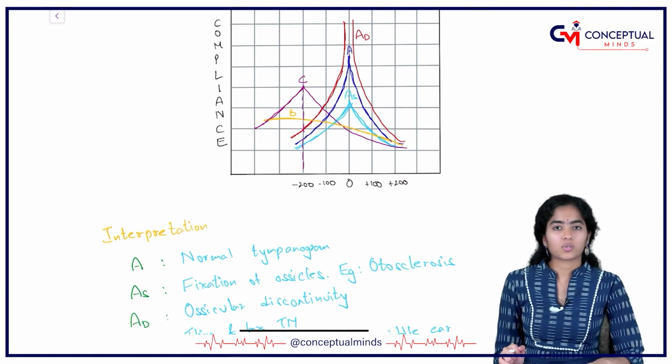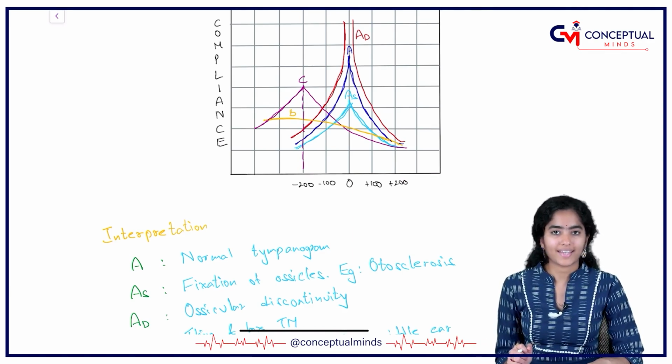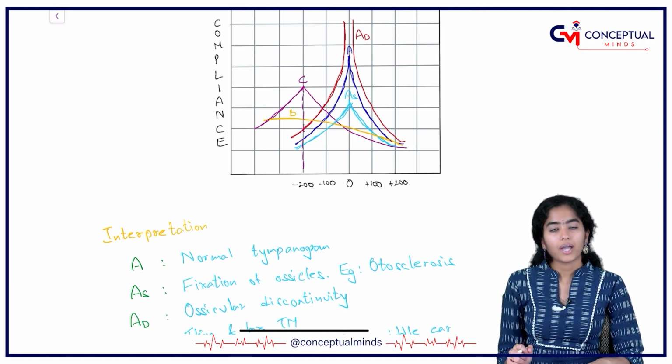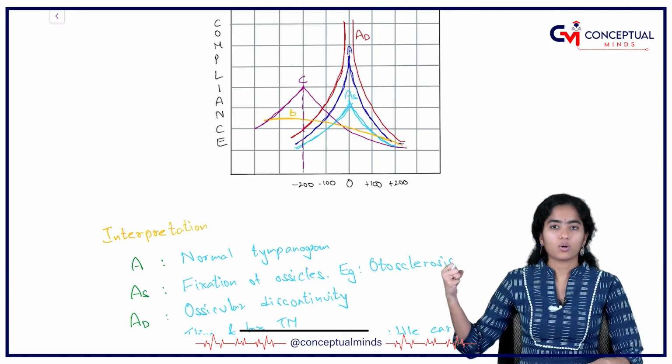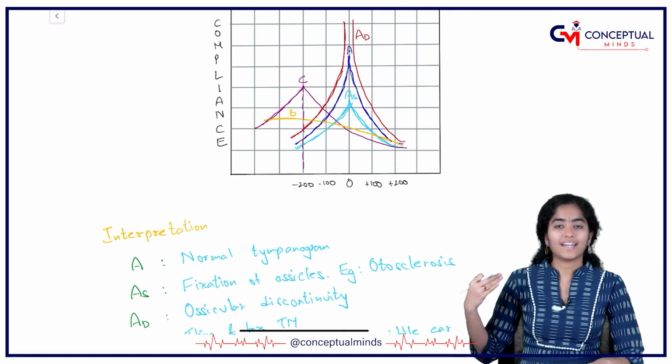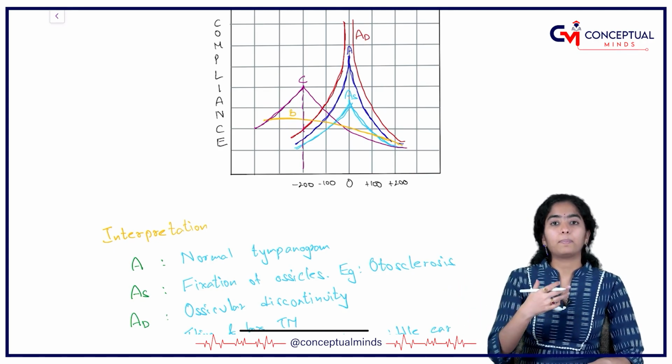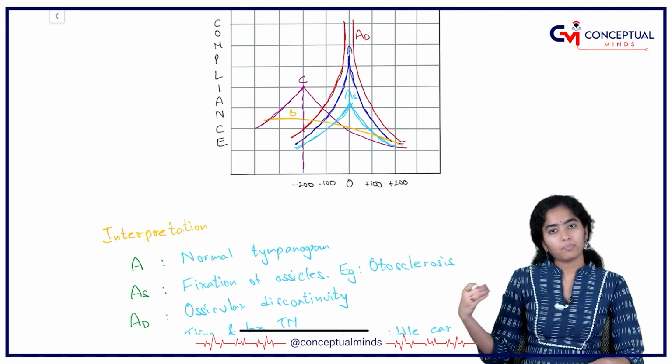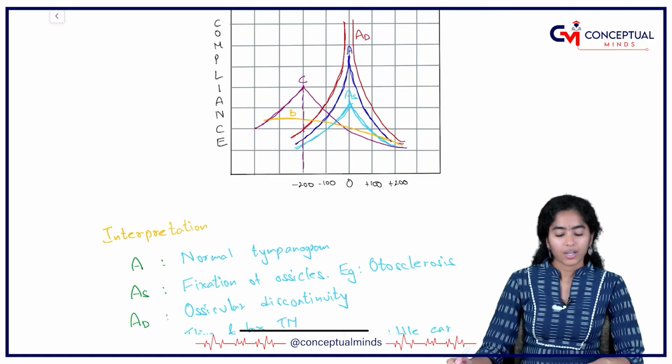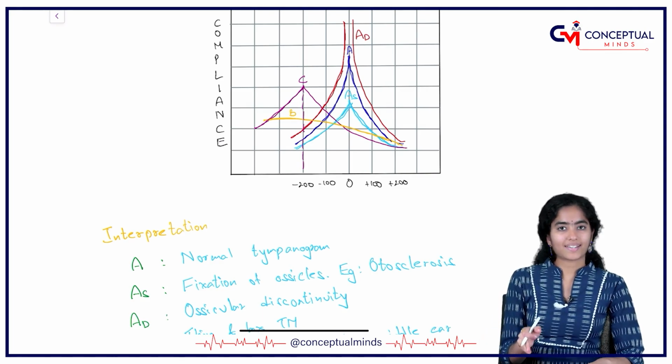What happens when you apply negative pressure in the external auditory canal? The tympanic membrane is pulled outside. Negative pressure is like vacuum. It sucks everything. It pulls. So the tympanic membrane is pulled outside. In that situation only you will see maximum compliance in negative pressure.